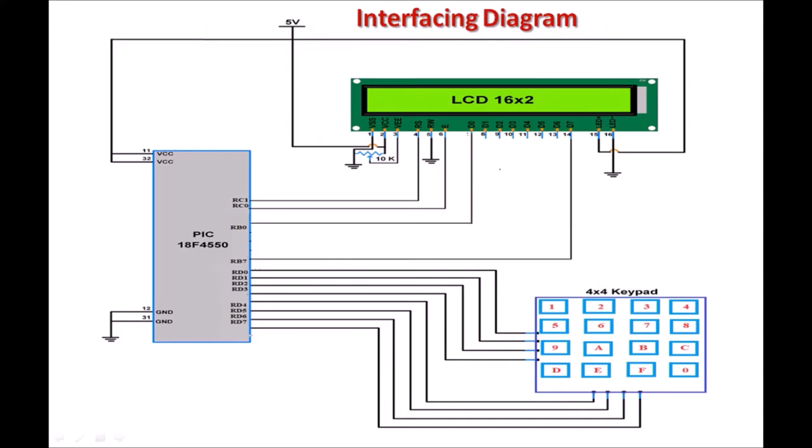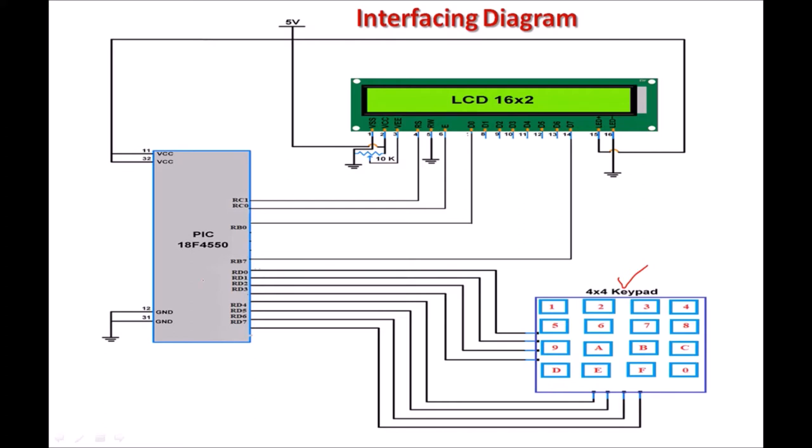This is the interfacing diagram for which we are going to write the embedded C program. So this is the matrix keyboard, and these are the values assigned to the keys. Row 0, row 1, row 2 and row 3. The key numbers start from 1, 2, 3, 4, then 5, 6, 7, 8, 9, A, B, C, D, E, F, and then 0.